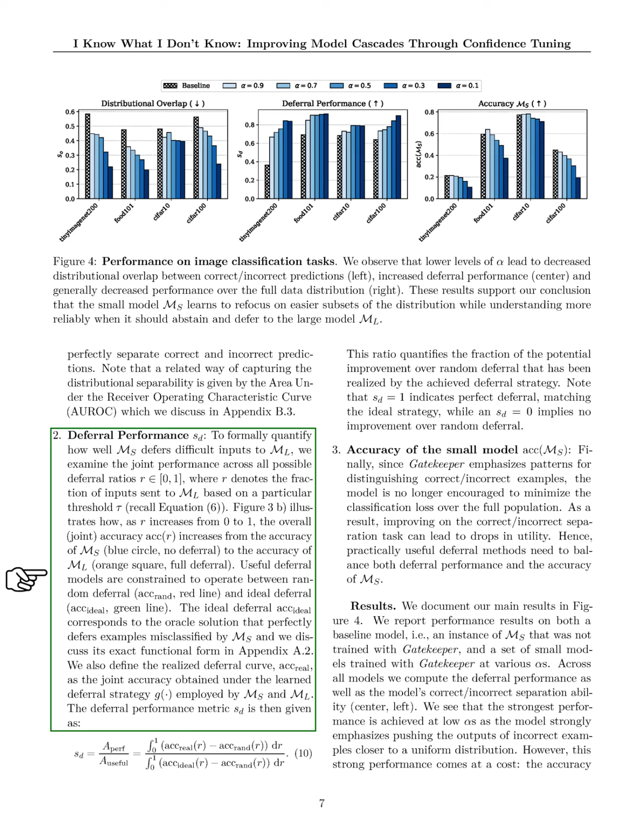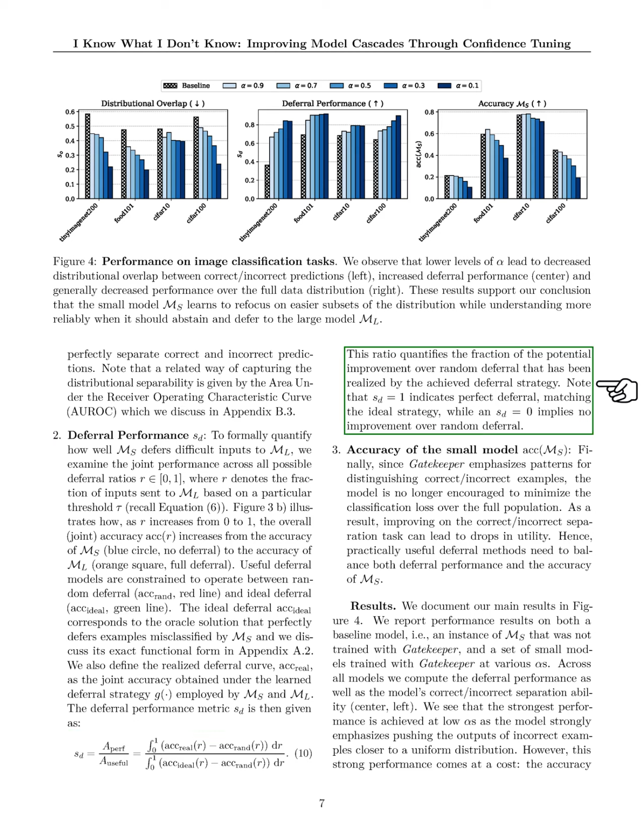We also define the realized deferral curve, which reflects the accuracy achieved under our learned deferral strategy. The deferral performance metric indicates how much improvement we gain over random deferral. A perfect score means we match the ideal strategy, while a score of 0 means no improvement.